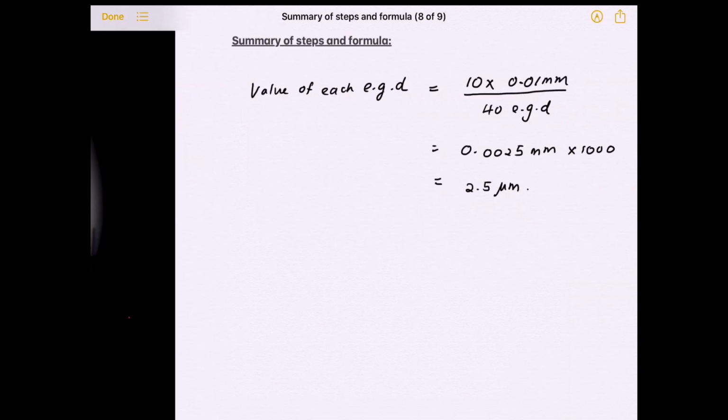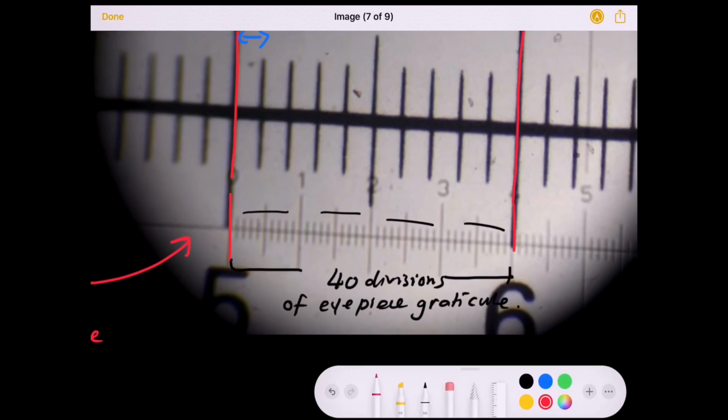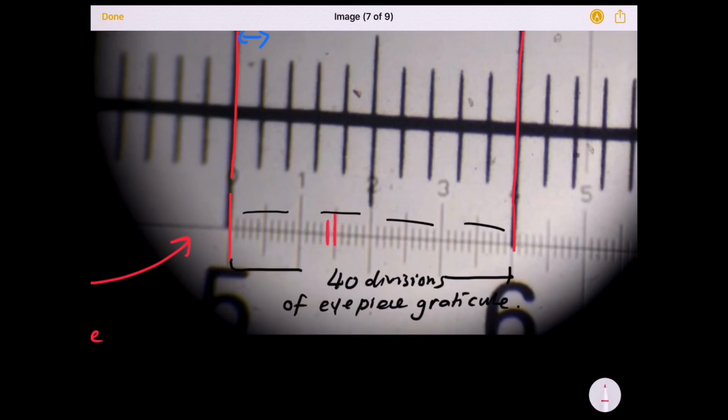So I go back and show you. After we calibrated, it means that each division on the eyepiece graticule here is 2.5 micrometer.